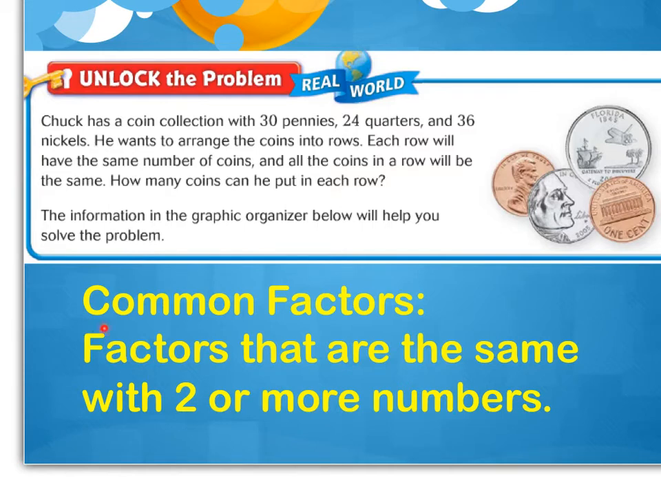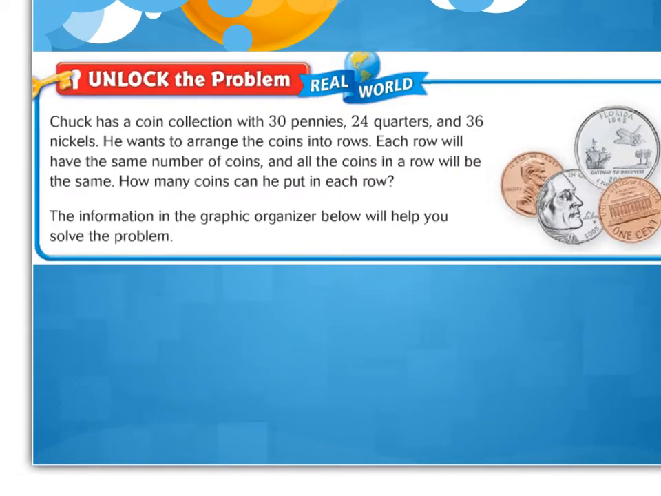Common factors can help us solve this problem. Common factors are simply factors that are the same for two or more numbers. To solve this problem, I'm going to use the information about Chuck's coin collection. I know he has 30 pennies, 24 quarters, and 36 nickels.